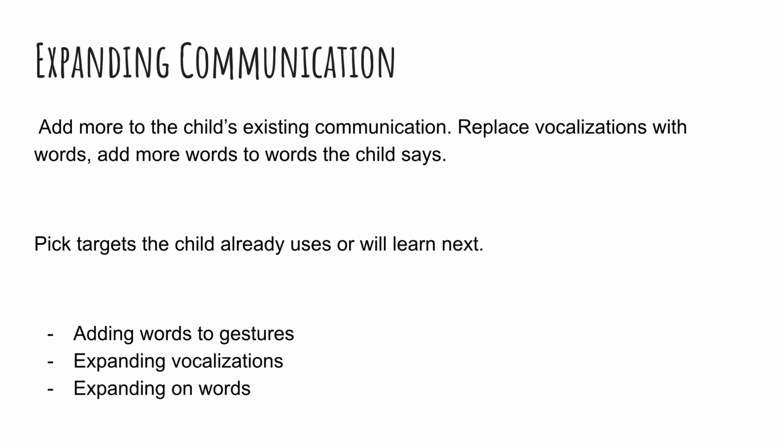Another method is expanding vocalizations. If the child says "ah" while driving a car, the adult can then imitate the child's action, drive the car, and say drive. Lastly, we can expand on words. This means adding more words to the child's words. For example, if the child says car while driving a car, the adult can expand on this by driving the car and saying drive car. Connecting the action with an expansion of existing communication makes it more likely that the child will learn the new words.